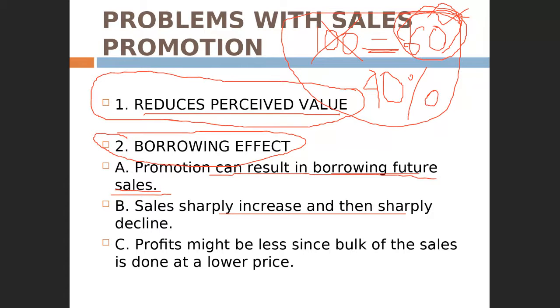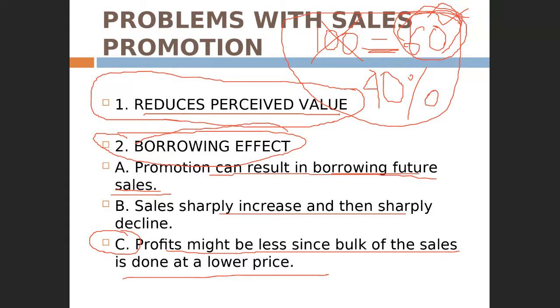So as a result of that, what happens is, profits might be less since bulk of sales is done at the lower price. Profits might be, that's the critical phrase, might be less since bulk of the sales is done at a lower price. So this is the idea of the borrowing effect, which means you sell more now. Sorry, my bad. You buy more now. That is, you buy things now that you would have bought in the future. So your sales go up sharply now, and as a result you sell a lot more at a lower price. So overall, when you look at a week's profit, a month's profit, for example, your profit is likely to go down oftentimes because of sales promotion.